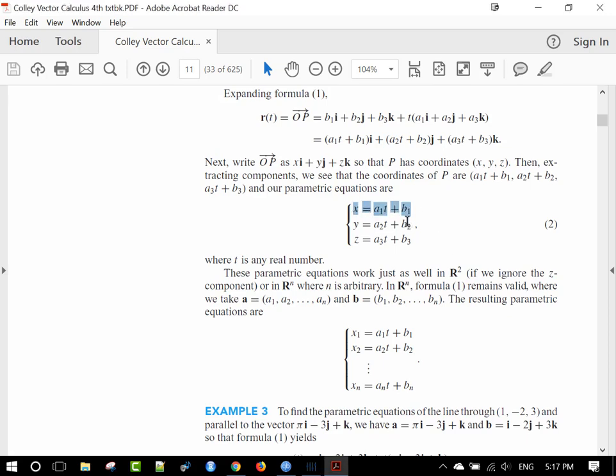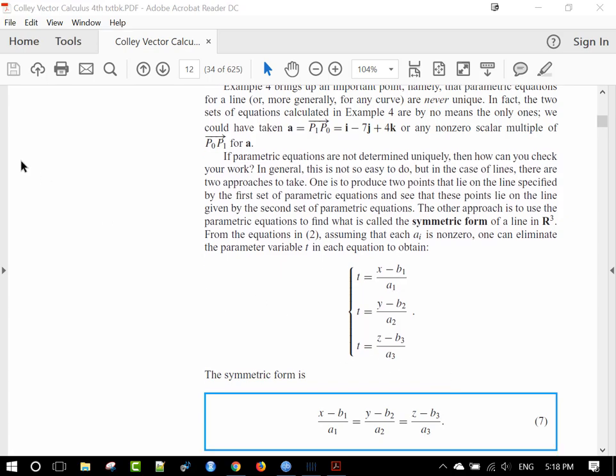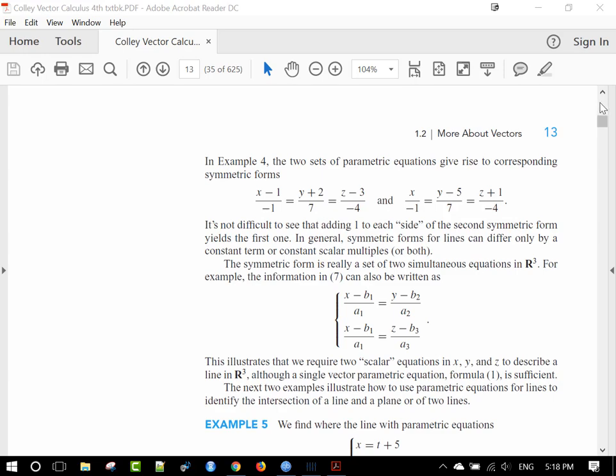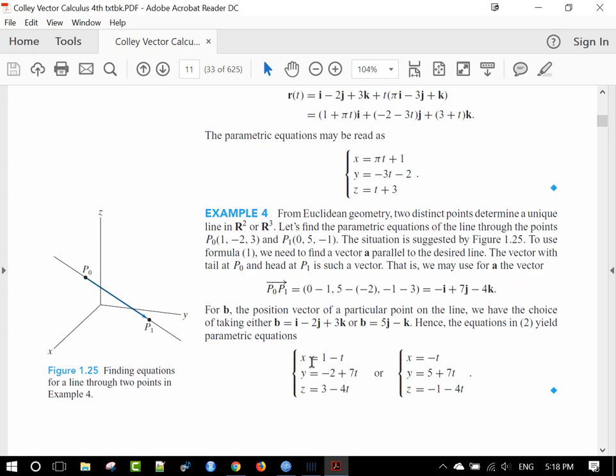And then you can equate all 3 of what you got because they're all equal to t. So we solve those 3 for t like this, and then we equate these 3 because they're all equal to t, and this is called the symmetric form. So if we look at the example that we just looked at before, example 4, we can solve for t, and we can equate what we get.